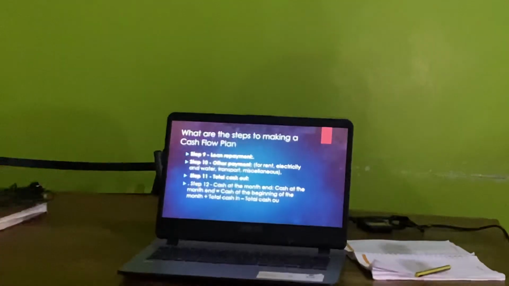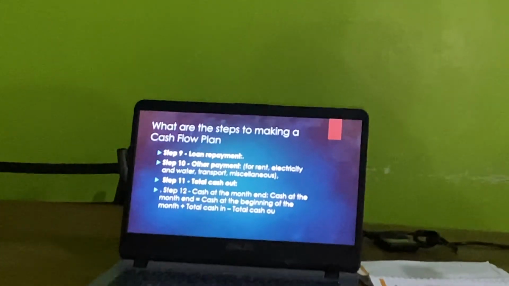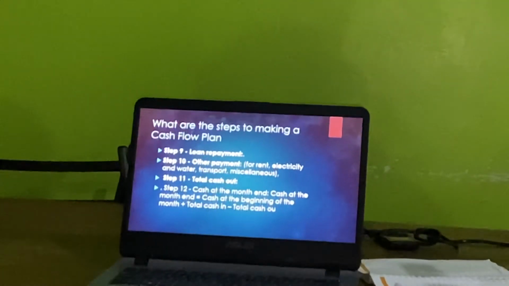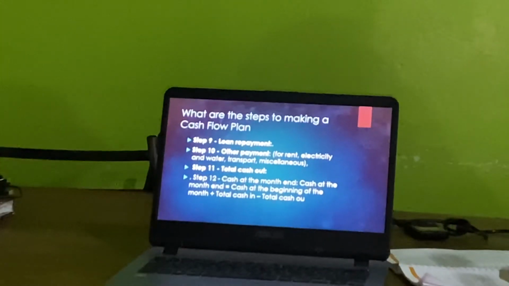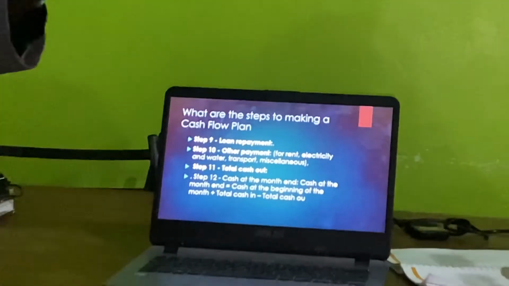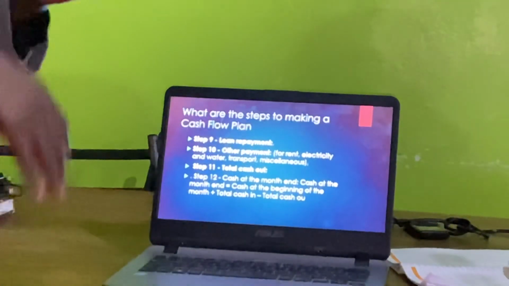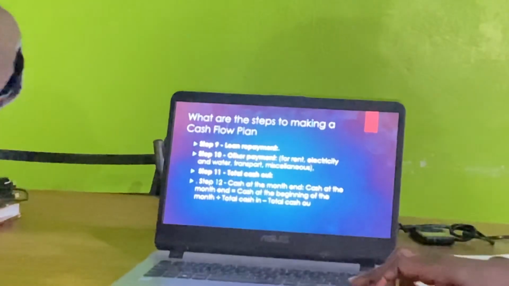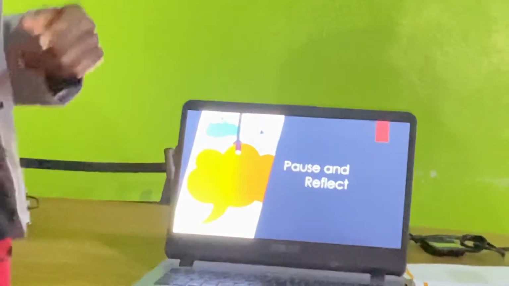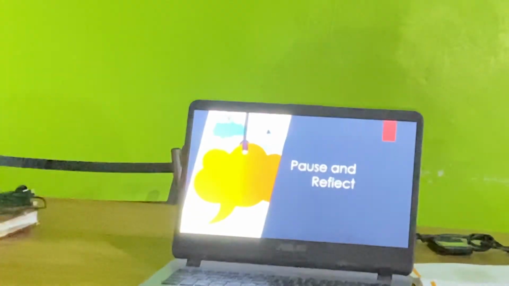And then of course we have step 12, which is cash at the end of the month. So how do we calculate cash at the end of the month? What you're going to have to do is take the cash at the beginning of the month plus the total cash in, and take away the total cash out. So that is the activity you're going to do. So let's pause and reflect. What's your takeaway from this session?